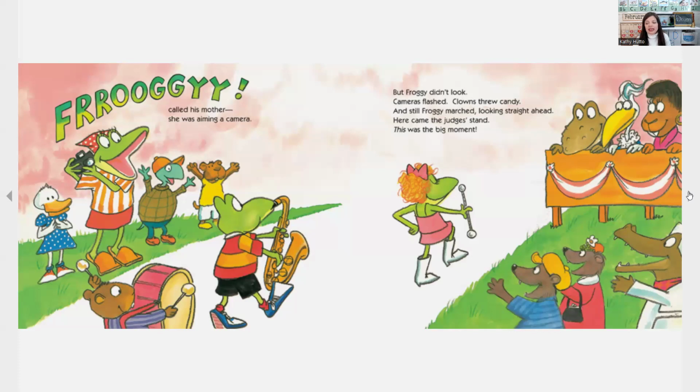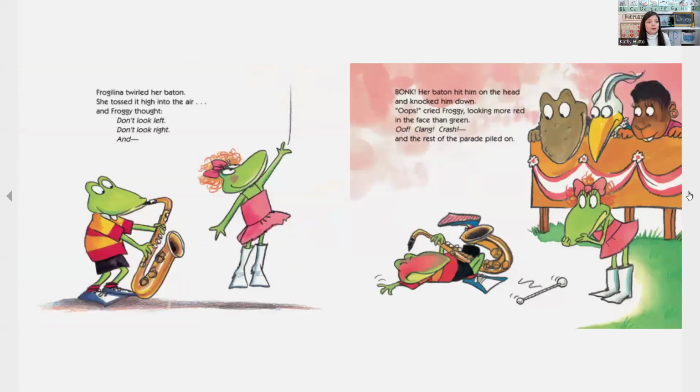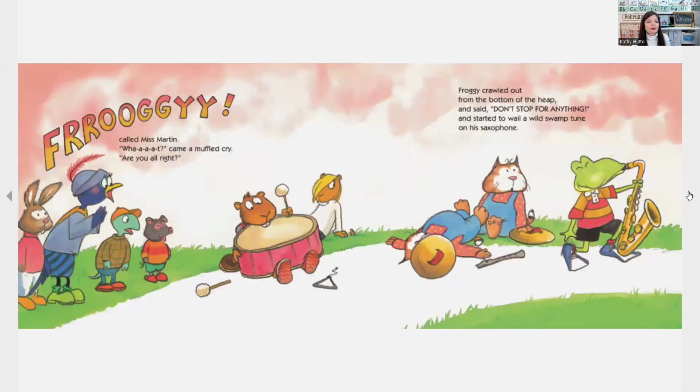Here came the judges' stand. This was the big moment. Frogalina twirled her baton and tossed it high into the air. And Froggy thought, "Don't look left, don't look right," and bonk. Her baton hit him on the head and knocked him down. "Oops," cried Froggy, looking more red in the face than green. Oof, clang, crash, kaboom. And the rest of the parade piled on top. "Froggy," called Miss Martin. "What?" came a muffled cry. "Are you all right?"